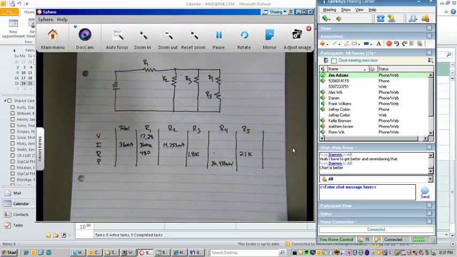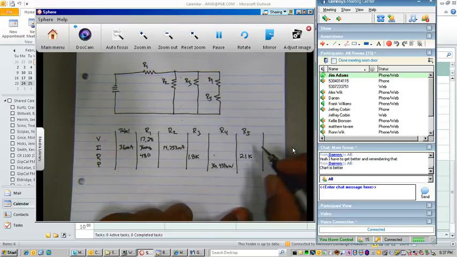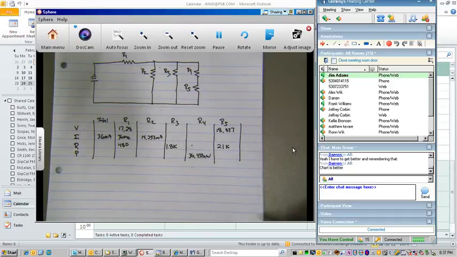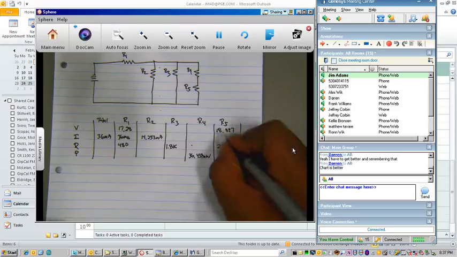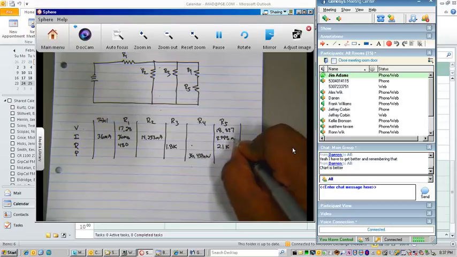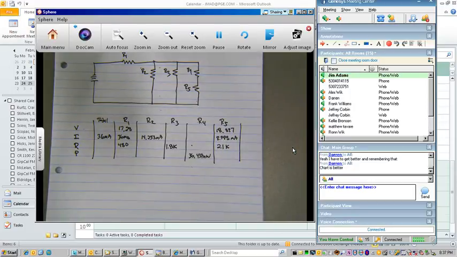R4. R5. No. Okay. Let me throw a piece of information here that'll make it easy. How about if I give us the value of the voltage across R5. Yeah, the voltage across R5 is 18.897 volts. So with that, we can figure out the current through R5. Yep. 18.897.